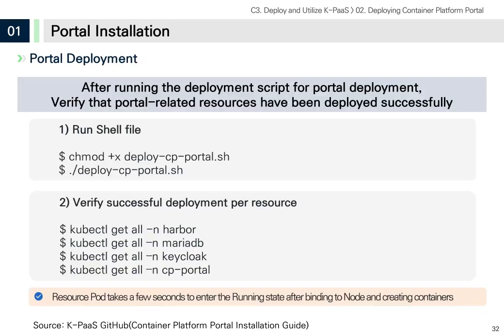In this part, we'll show you how to run the container platform portal deployment script and verify that the portal-related resources have been successfully deployed. First, run the script to deploy the portal. Once the deployment is complete, verify that the portal-related resources are deployed successfully. Use the kubectl get all command to check the normal deployment of each resource. In the case of pods, it may take a few seconds for them to bind to the node, create the container, and go into a running state.